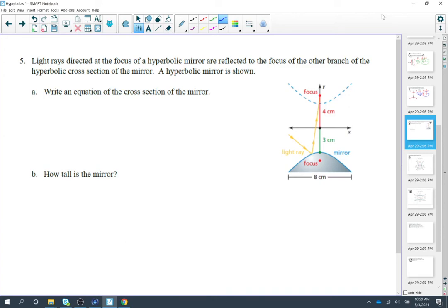Example 5. Light rays directed at the focus of a hyperbolic mirror are reflected to the focus of the other branch of the hyperbolic cross-section of the mirror. A hyperbolic mirror is shown.